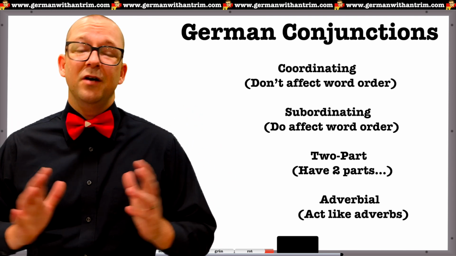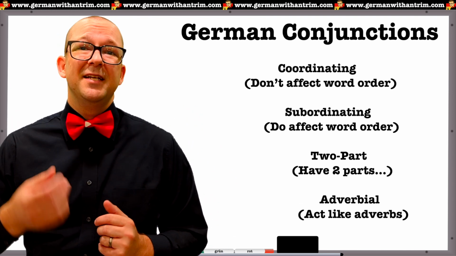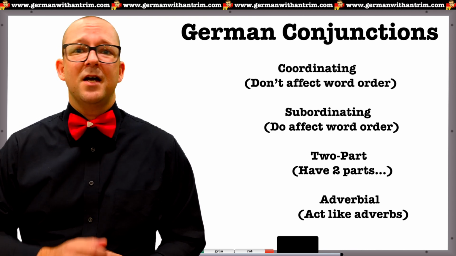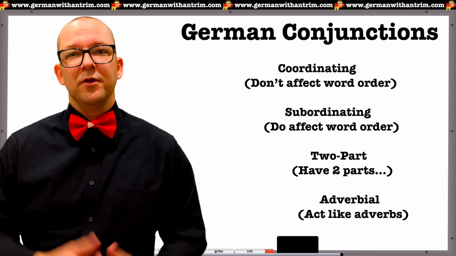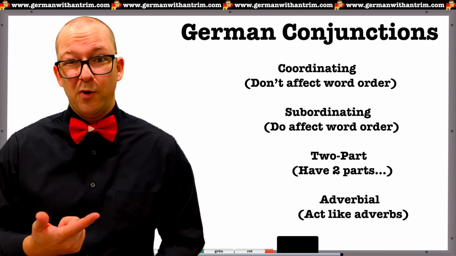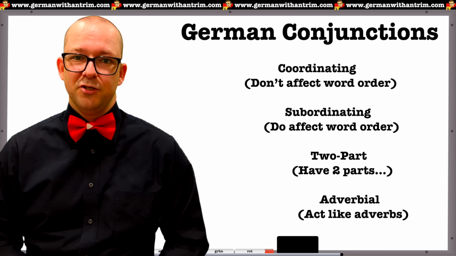There are a ton of conjunctions in the German language. I made a series of 4 videos that explain all of them in detail. This video is a compilation of those videos. I start with the coordinating conjunctions and then continue on to the subordinating conjunctions, two-part conjunctions, and adverbial conjunctions.